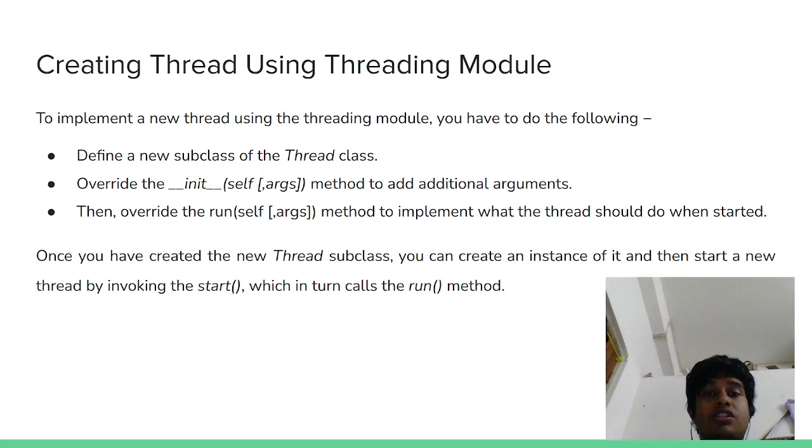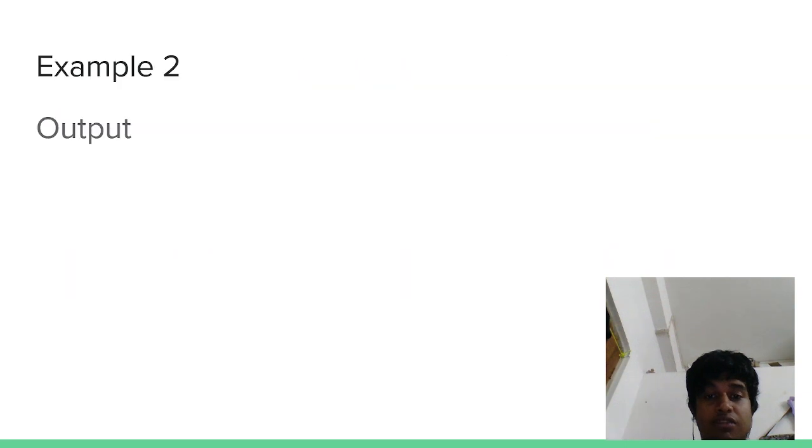Creating a new thread using the threading module. To implement a new thread using the threading module, we have to do the following: define a new subclass of the Thread class, override the init method to add additional arguments, and override the run method to implement what the thread does when started. Once you have created the new Thread subclass, you can create an instance of it, then start a new thread by invoking start, which in turn calls the run method.